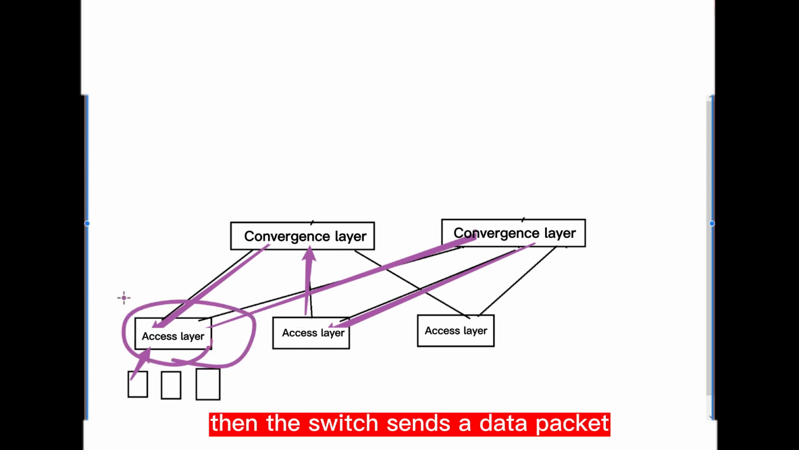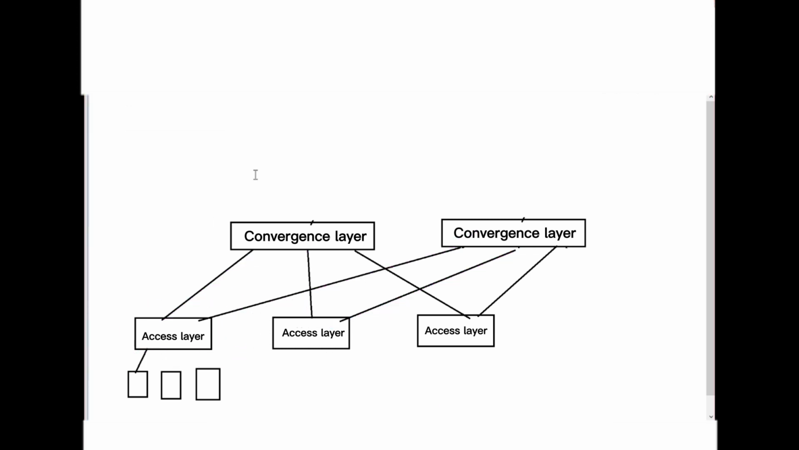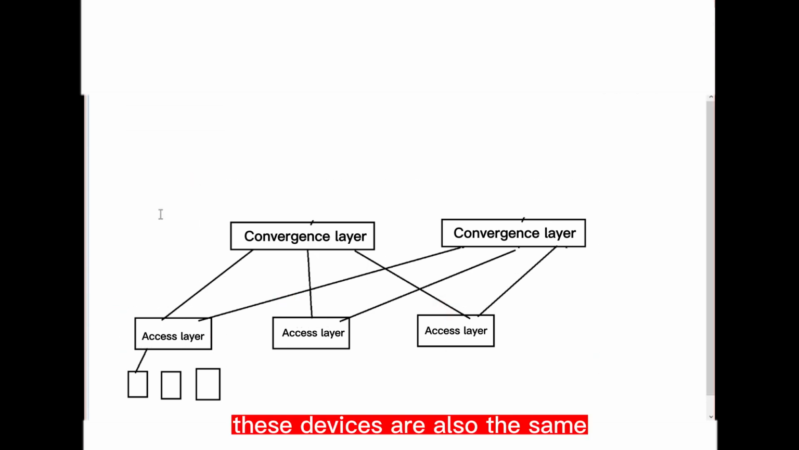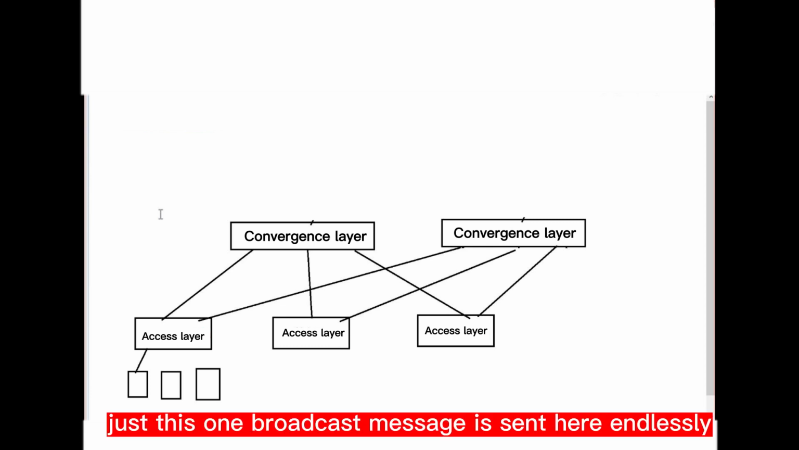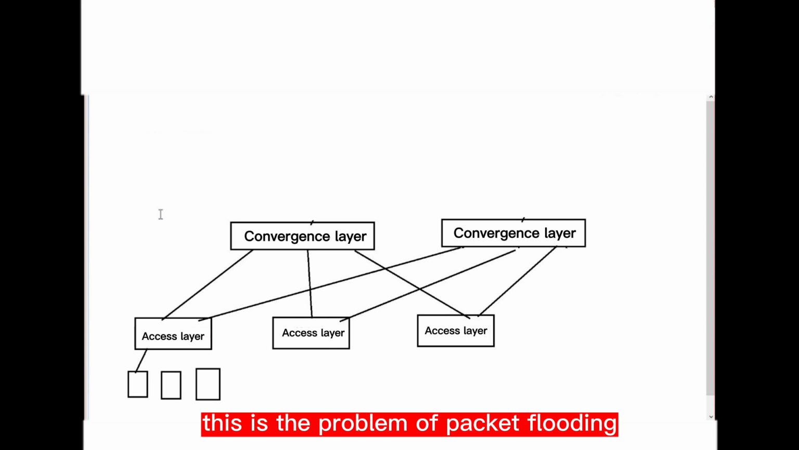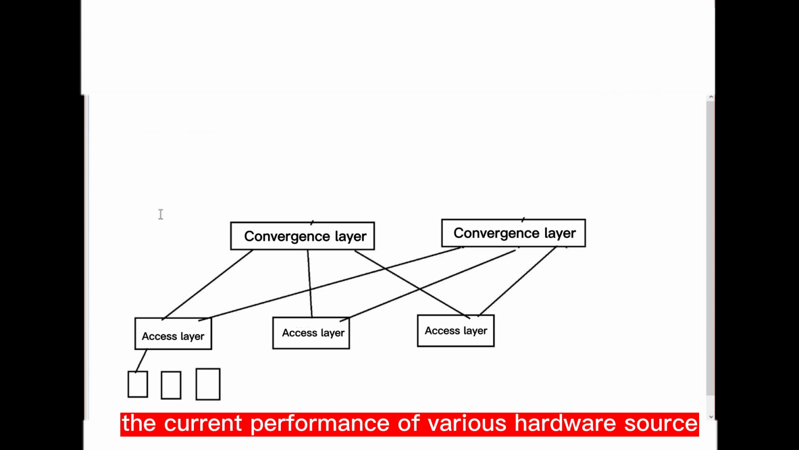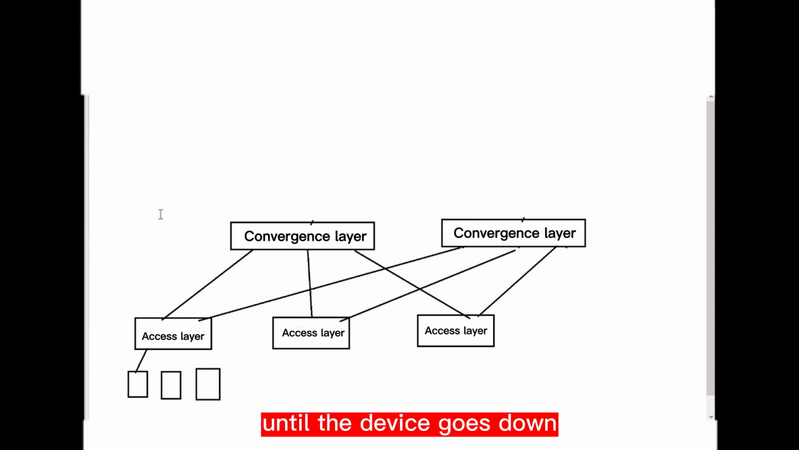Then the switch sends a data packet, and you will find it keeps circulating. Everyone is sending it, and these devices are the same. Just this one broadcast message is sent here endlessly. This is the problem of packet flooding, called endless flooding. As long as a broadcast comes in, it will keep sending on the links until the bandwidth is full. After that the device goes down. After the bandwidth is full, the hardware load soars until the device goes down.